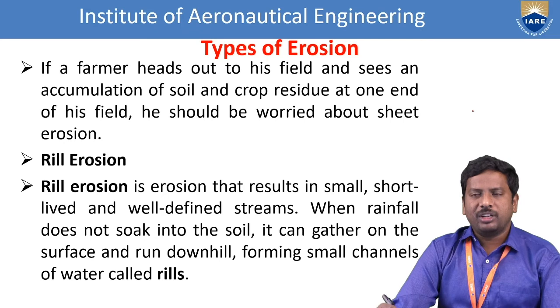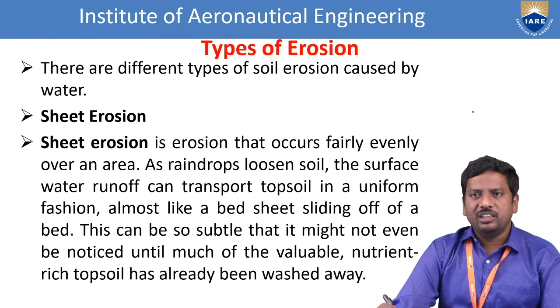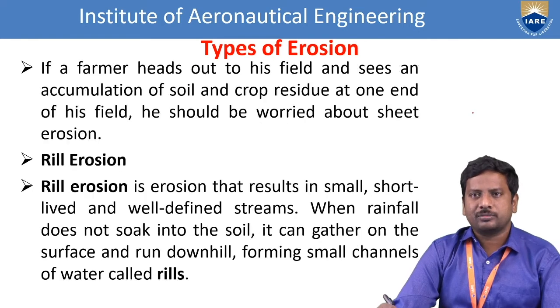So, if a farmer heads to the field and sees an accumulation of soil and crop residue at one end of the field, he should be worried about sheet erosion. That means farmers will take very careful note of this soil erosion. So, one type is sheet erosion. Whenever rainfall falls on the surface of the earth, on the topsoil, it covers the entire area. Then only uniform plant growth will take place.